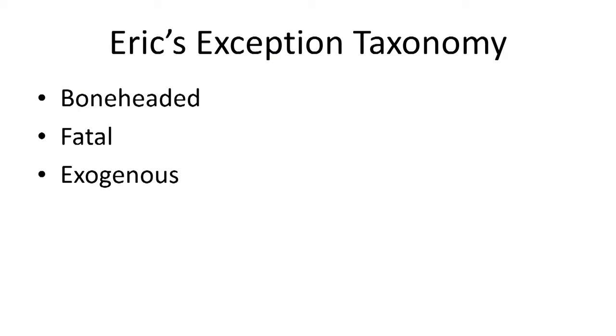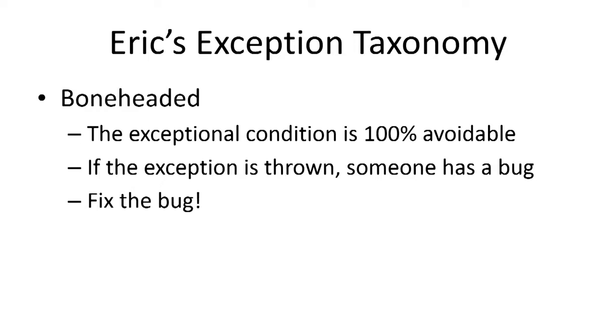So far, every exception that we've seen in this course has been what I call a boneheaded exception. And this, I would like to emphasize, is my own taxonomy. This is not a standard programming language idea of boneheaded and fatal and exogenous exceptions. I've just found it useful in my own programming, trying to understand how exceptions work. So what do I mean by a boneheaded exception? Why do I say that every exception that we've seen so far has been boneheaded?